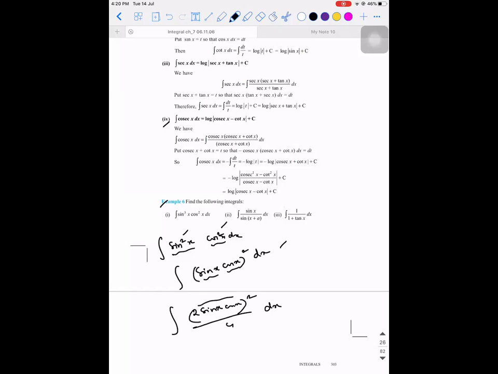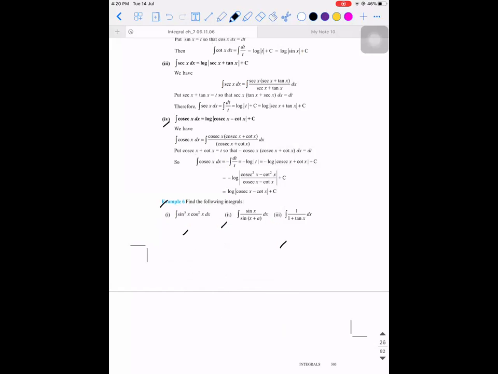Then this will become sine 2x the whole square. Then you could have manipulated it. Okay. But here, if you observe with respect to this question, it is not the same power. They are different powers. So you need to think in terms of substitution method.